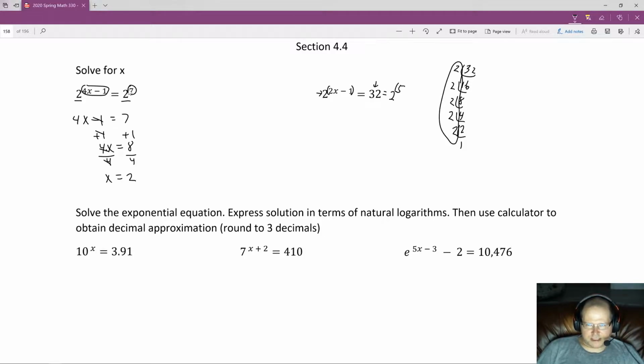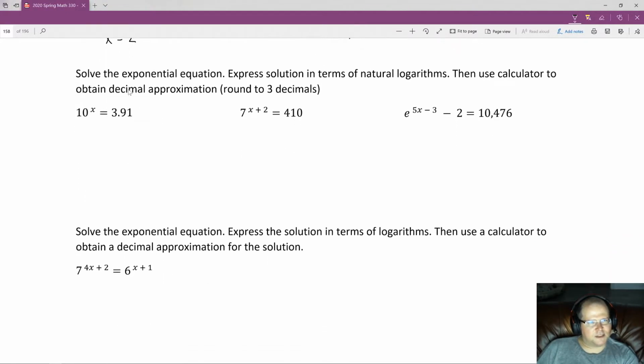Okay, so now both of these have the 2 base, so we know 2x minus 1 must be equal to 5. Plus 1, cancel, cancel, 2x is equal to 6. We undo the multiplication of x by 2 by dividing by 2. Whatever we do to one side, we do to the other, and we end up with a 3.